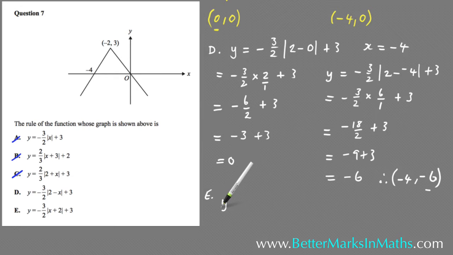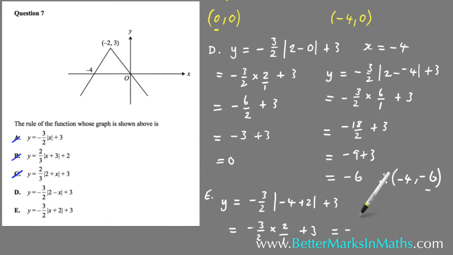And so this time y equals minus 3 on 2, absolute value of minus 4 plus 2, plus 3, and then equals minus 3 on 2 times minus 4 plus 2 is minus 2. Absolute value of that is plus 2. Put it over 1 and plus 3. And then you end up with minus 6 over 2, multiplying the tops and the bottoms together. And then this is minus 3 plus 3, which equals 0. So the point that you get when you sub minus 4 into this equation is minus 4, 0, which was what I was after. So these 2 points belong to here, but not to this one. So that means E is definitely the answer for this one.